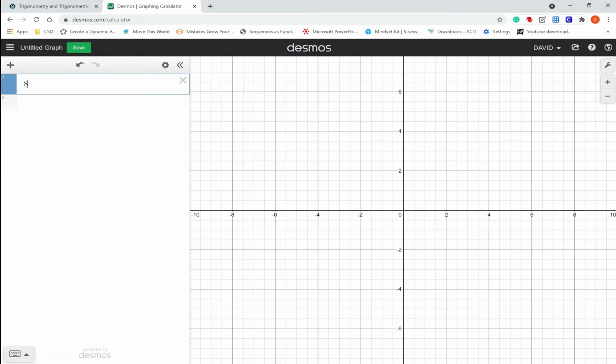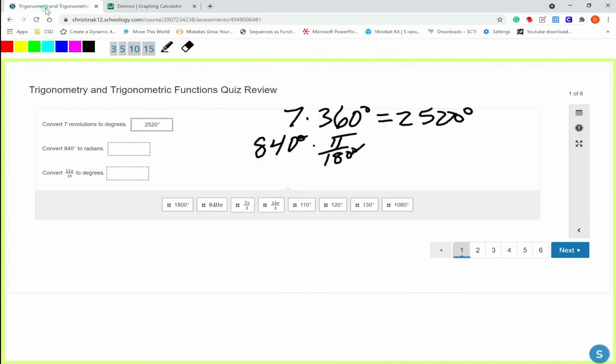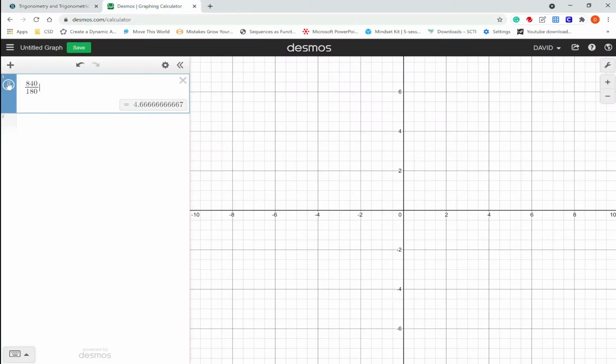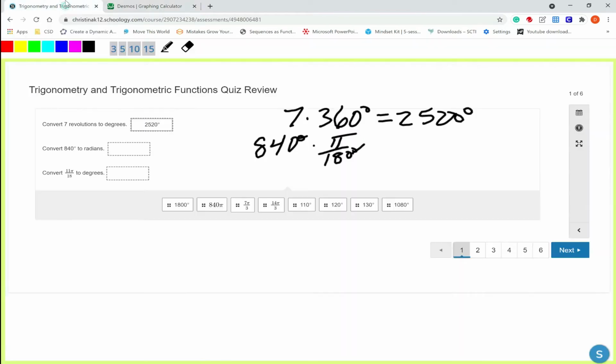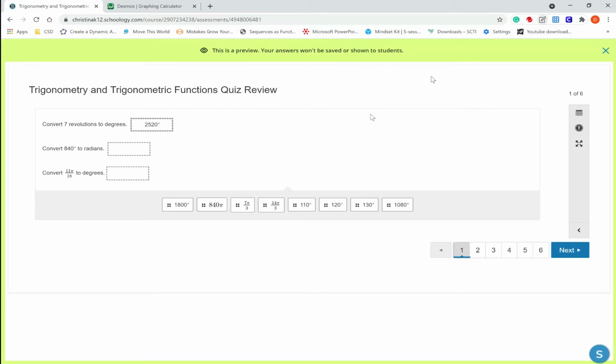So we just do 840 divided by 180. We get 4.666, but if we look at our options, we don't see 4.666. So we'll toggle this fraction button, and we get 14 thirds. So our answer is going to be 14 pi all over 3. So we're going to drag this 14 pi over 3 into the second option.